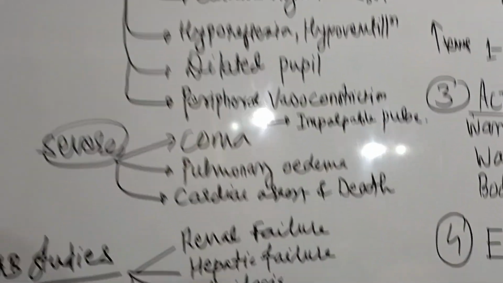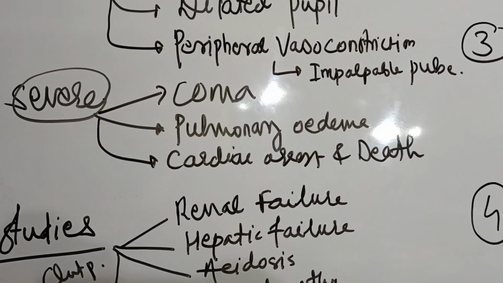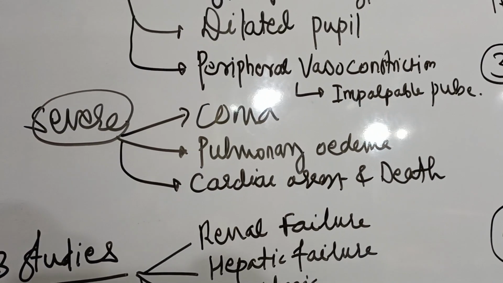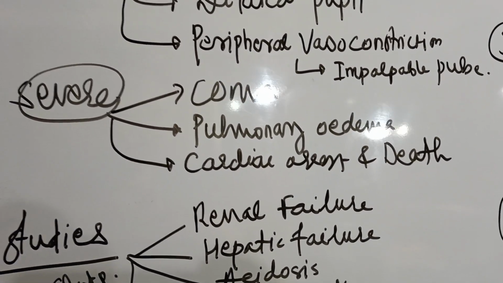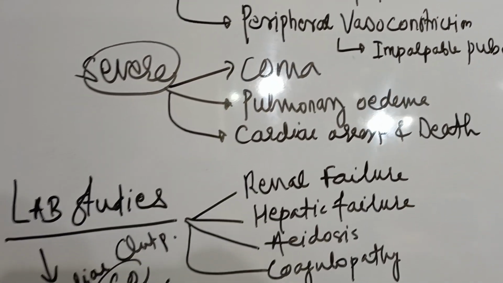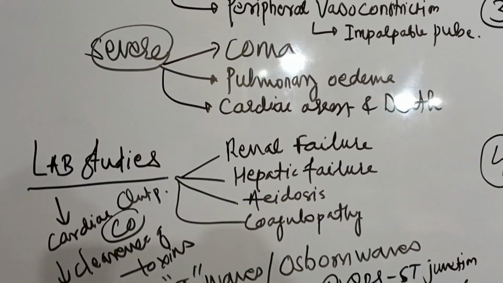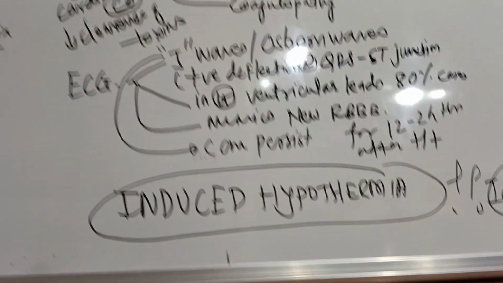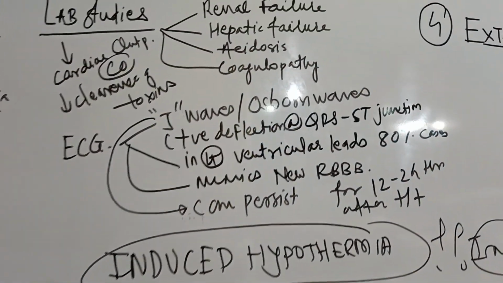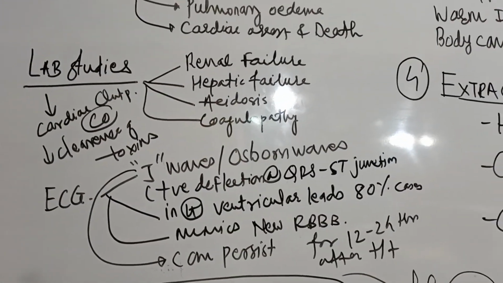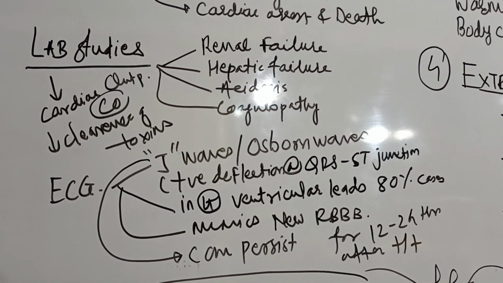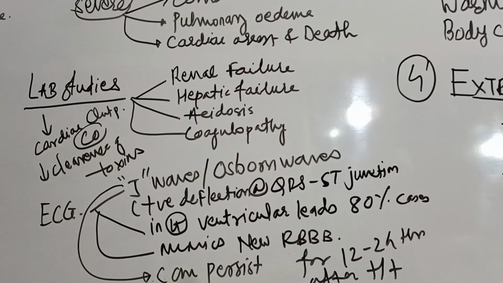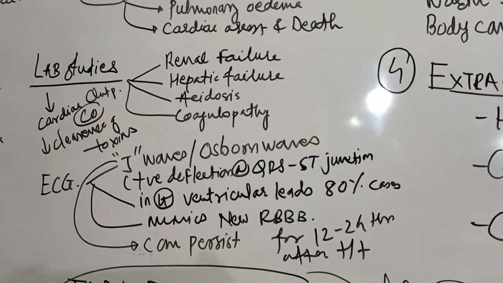So what happens in severe hypothermia? In severe hypothermia, there can be coma, pulmonary edema, and cardiac arrest, and ultimately death. So what are the systems affected or lab findings in these hypothermia cases? In lab findings, there can be renal failure, hepatic failure, acidosis. There are chances of coagulopathy.